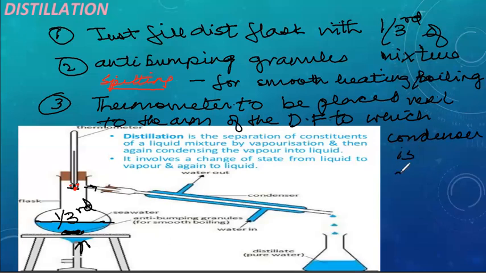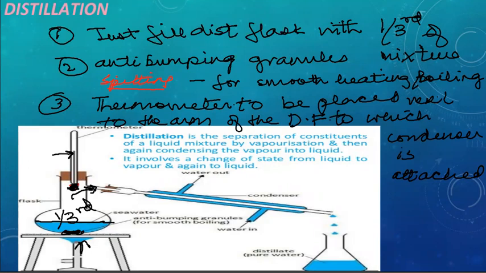The reason for placing it there is that it is the only outlet for the vapors. So when they are moving into the condenser, they are touching the bulb of the thermometer, and the thermometer is able to record the temperature of the vapors which are entering the condenser. So that gives us an indication of which component is actually moving into the condenser.